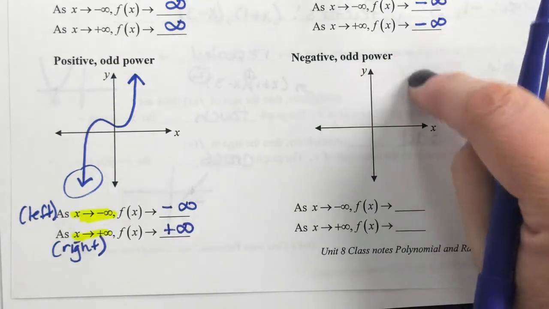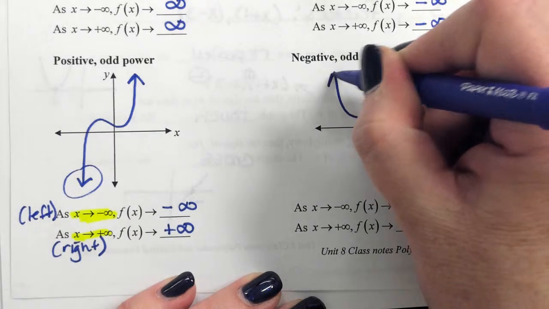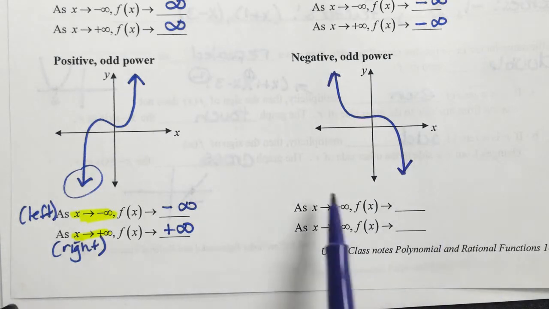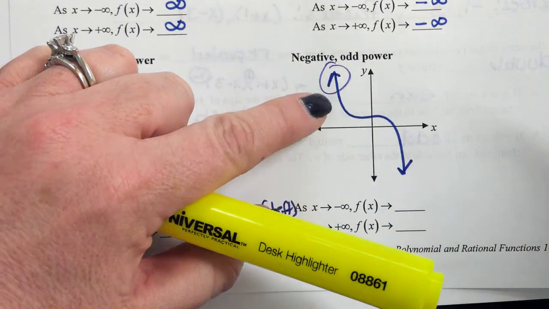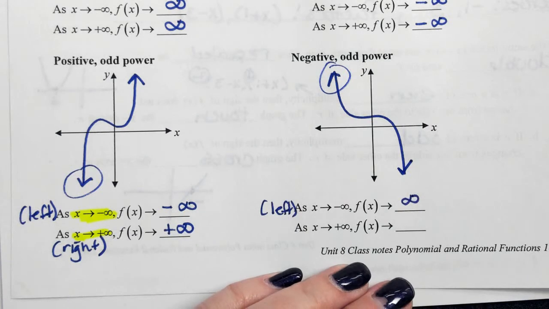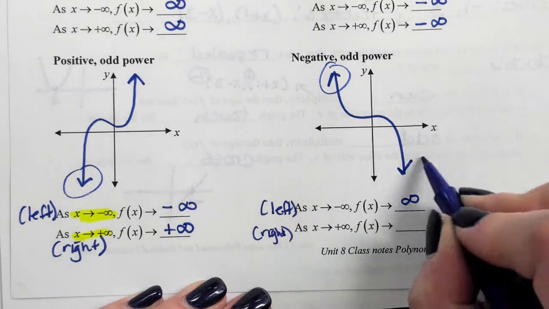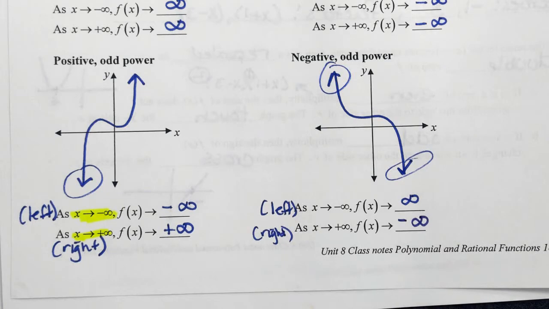If it's a negative leading coefficient and it's an odd degree, it switches. So I would say as x approaches negative infinity, again, I'm looking on the left. Notice on the left-hand side, this graph is pointing up. So I would say it's going towards positive infinity. As x approaches positive infinity, I'm looking on the right. Notice on the far right, it's pointing down. So I would say it's going towards negative infinity. Sound familiar from what you guys did last year? Okay. All right.